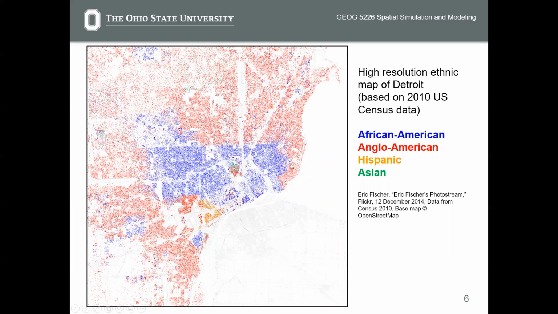ethnic groups, right? Blue is for African American, red is for Anglo-American, white American. Yellow is for Hispanic. Green is for Asian. So yeah, again, a good example for our patchy world, but this time it's for a patchy city. It's for a patchy city, right?